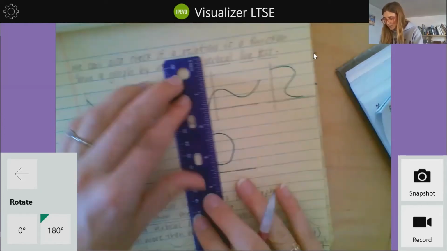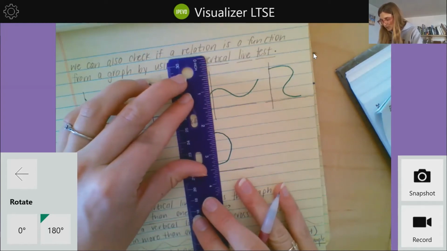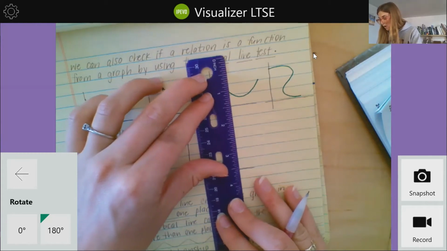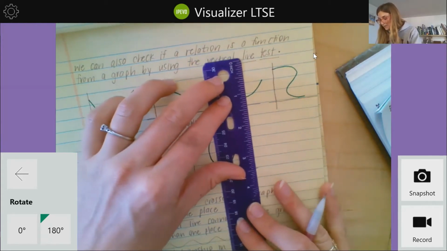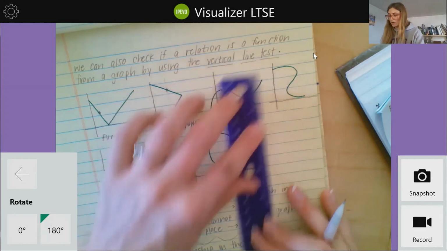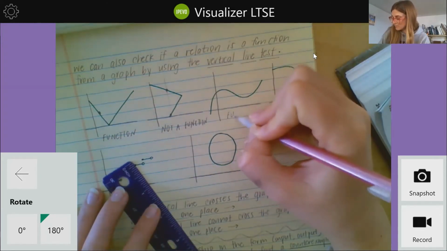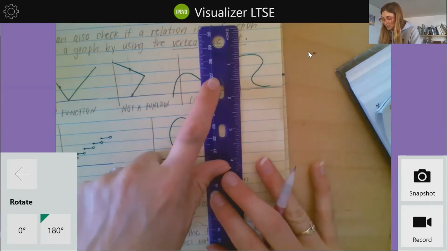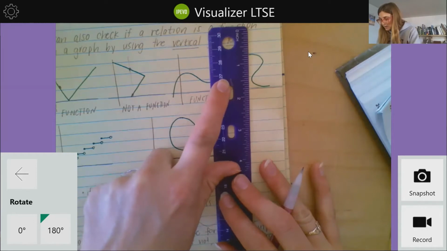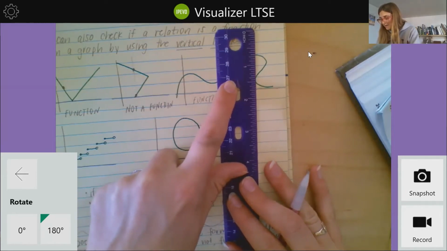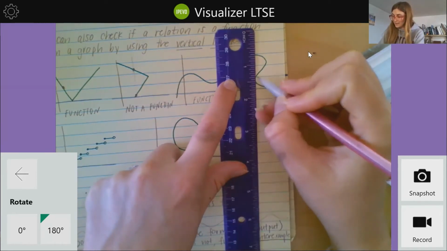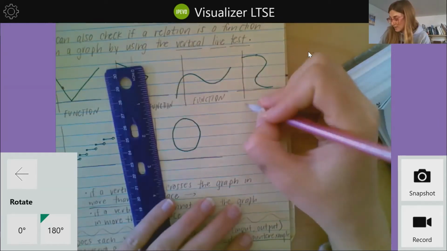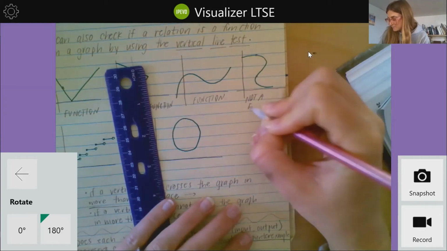Let's try this squiggly one. Again, I cross over the whole thing, and I can see my vertical line is only crossing one place at a time, all the way across. So this is a function. And how about this one? As I'm going across, I'm only hitting one place until I get there. Now I'm hitting 3 places at once. So again, not a function.